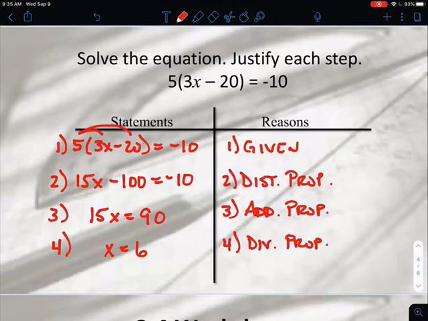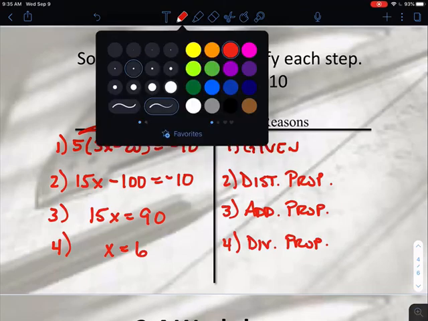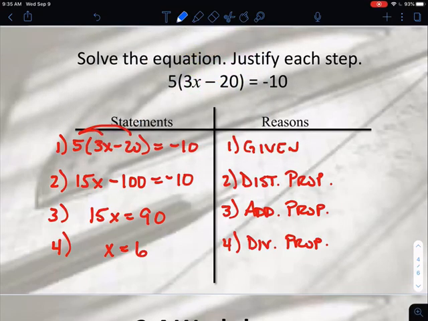So that was one way that we could do that problem. Now, I could do it a different way. So I'm going to choose a different color here. I'll go with blue. Now, I worked this problem out this way: distributed, added, divided. But if I had wanted to, instead of distributing right away, I could have divided both sides by 5. So this blue is an alternate method. It's not the one you have to have, but the first thing I could have done is divide.